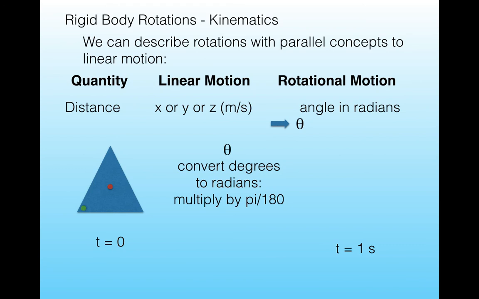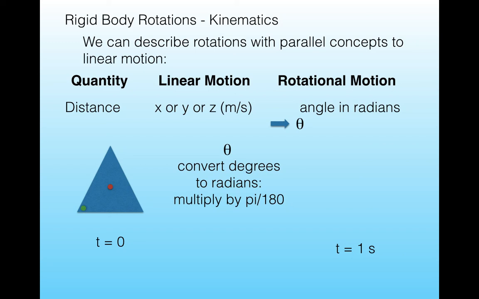Let's say we have an extended object. In this case, it's a triangle. How do we talk about its angle in radians? Well, what we need to do is come up with some fiducial, and so we'll use the green dot that's located in this lower left corner of the triangle. And again, remember, we're going to use our angle in radians, so we need to convert from degrees to radians by multiplying by pi over 180, or you can also multiply by 2 pi over 360, which is equivalent.